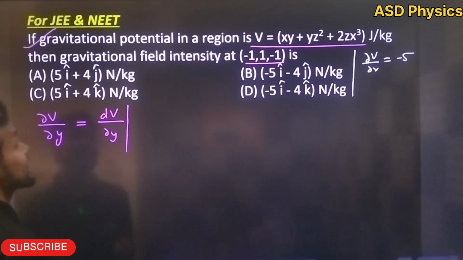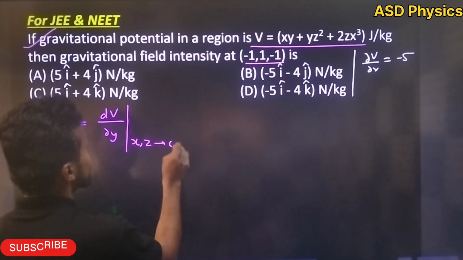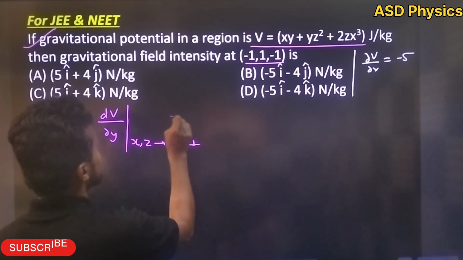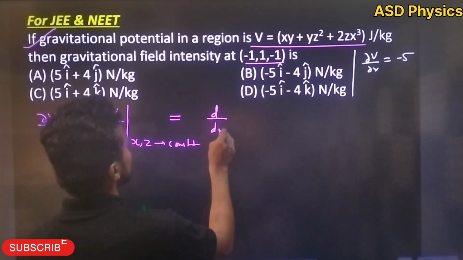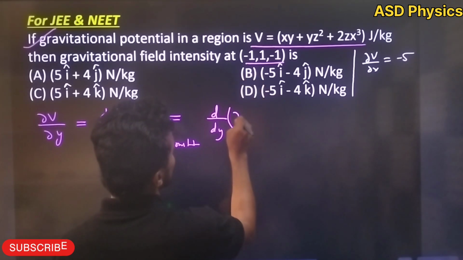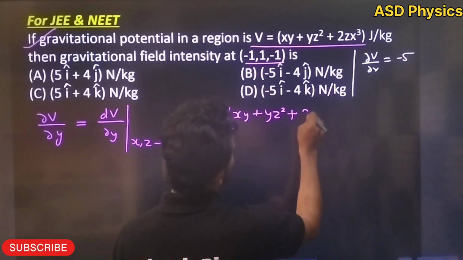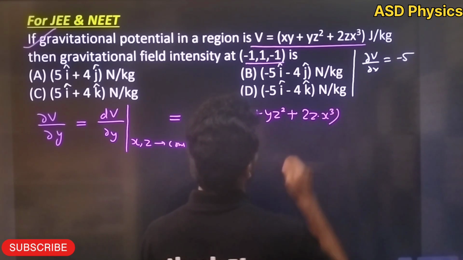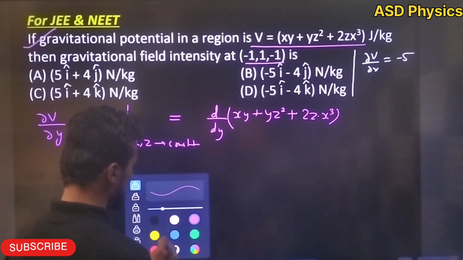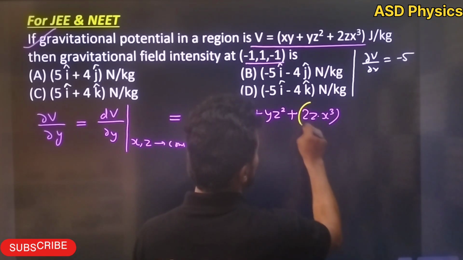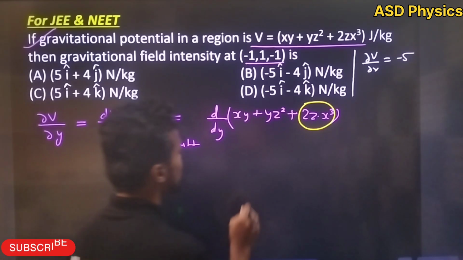Same way, del V by del y will come, dV by dy. And here x and z will be constant. So again we'll write d by dy and put the values: xy plus yz square plus 2zx cube. As x and z are constant, the last term is going to become 0. No need to touch it, and after that we will simplify this.